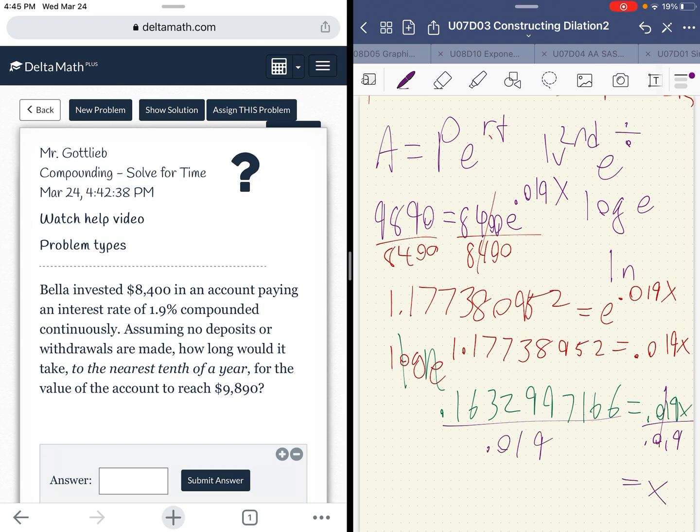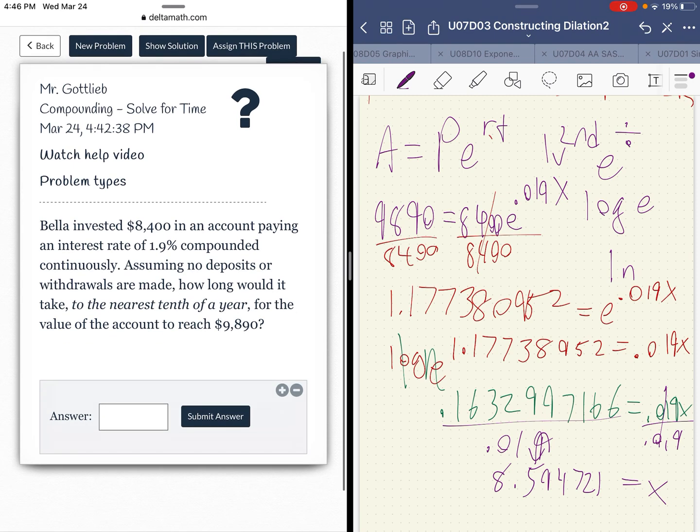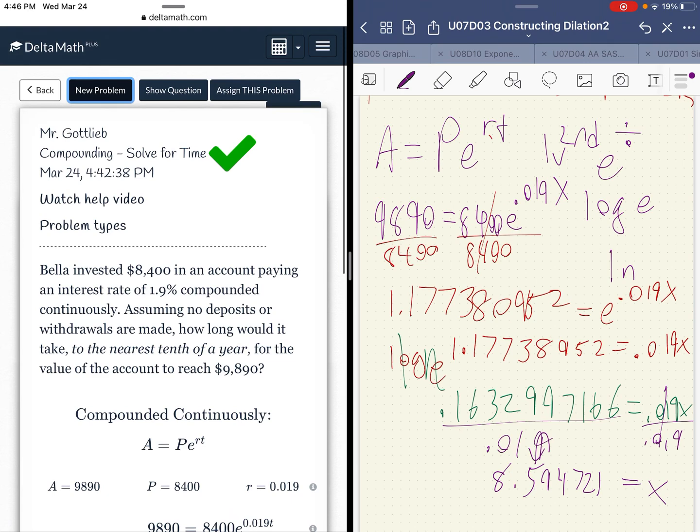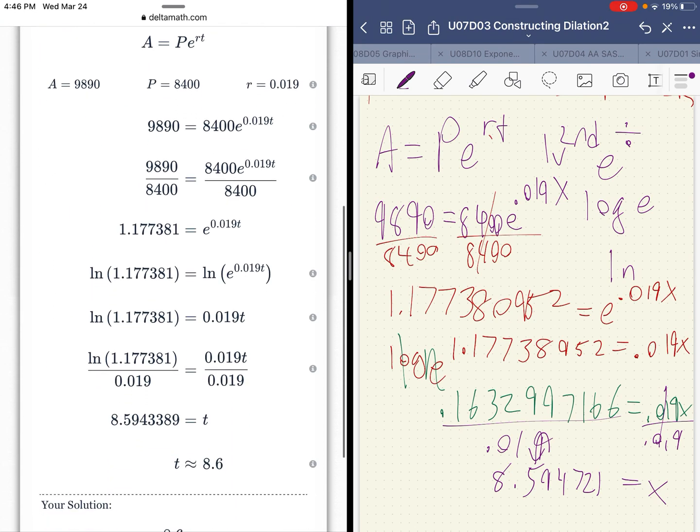And that will give us our final answer. X is equal to, divide by 0.019, and that gives me 8.594721. I get more decimals, but it only is going to ask us to round to the nearest tenth of a year, which is here. So that should be 8.6. So let's just type in 8.6 to check our answer. And that is the correct answer.